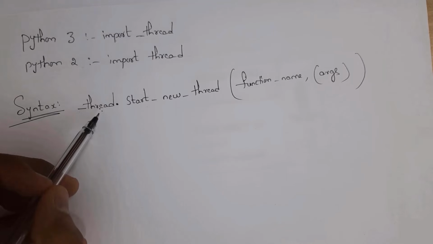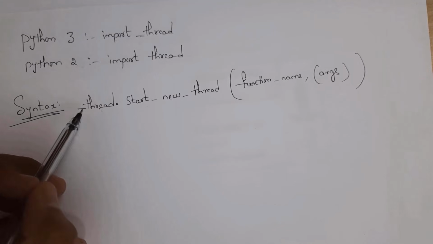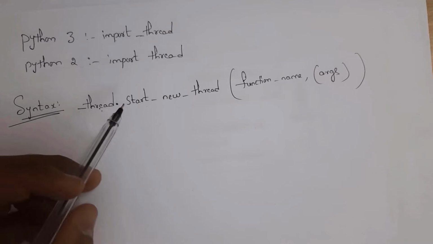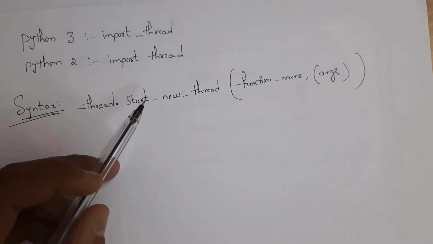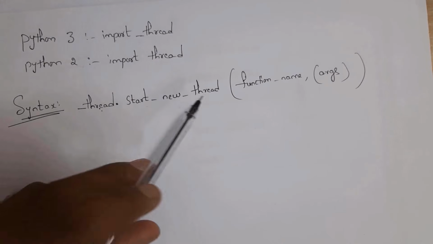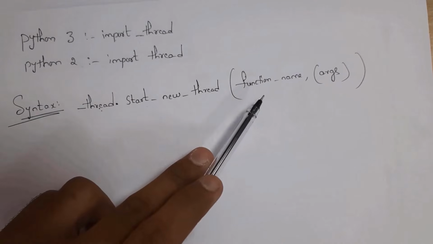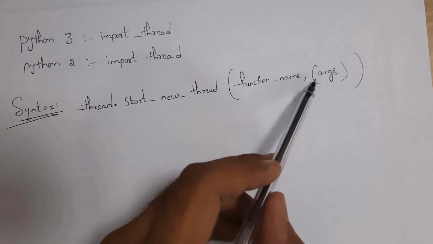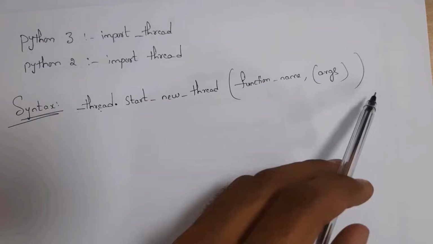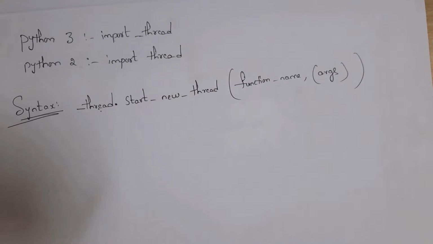At first you need to write module name, that is _thread.start_new_thread. By using start_new_thread method, we can execute function. So inside bracket, take function name, comma, you can pass multiple number of arguments. So inside brackets, write arguments. This is syntax of _thread module.